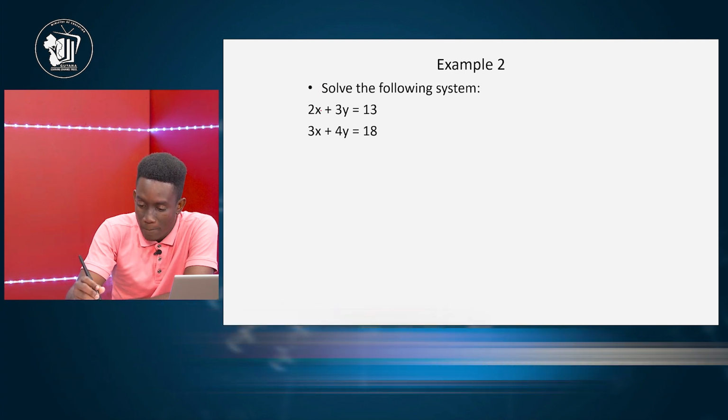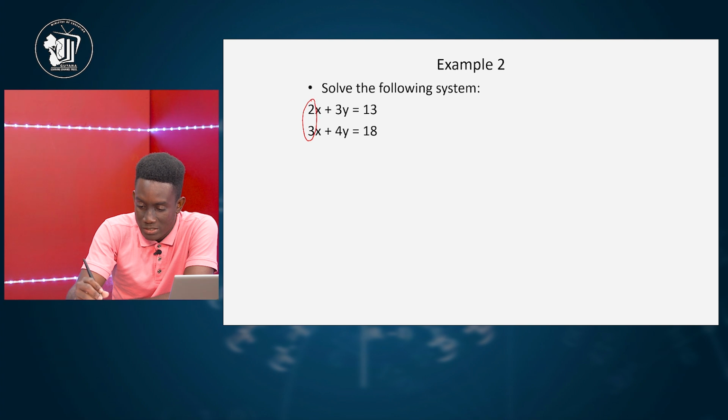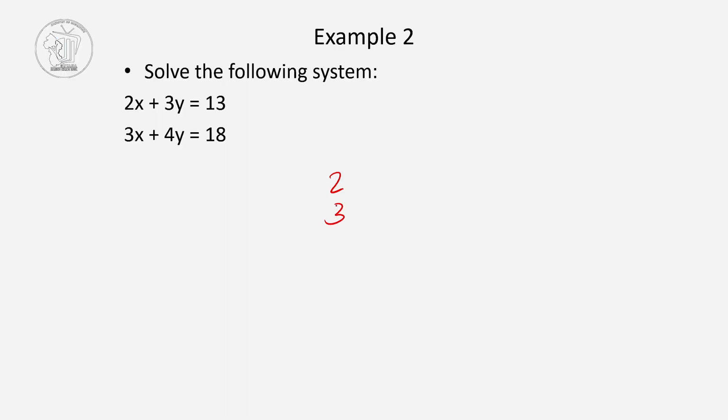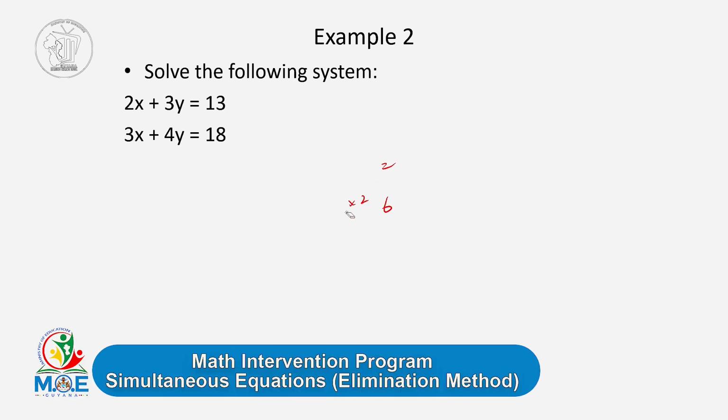The aim is to make these two the same. If I have 2 and I have 3 and I want to make them the same, I can multiply the 2 by the 3 and the 3 by the 2. And then I'll have 6 and 6. So I'll do exactly that.